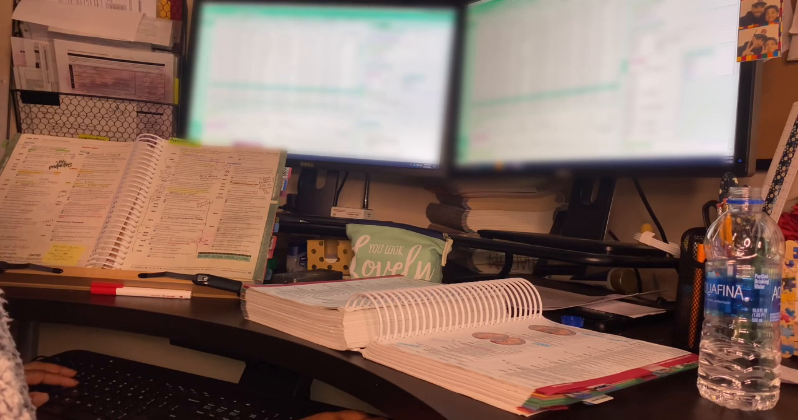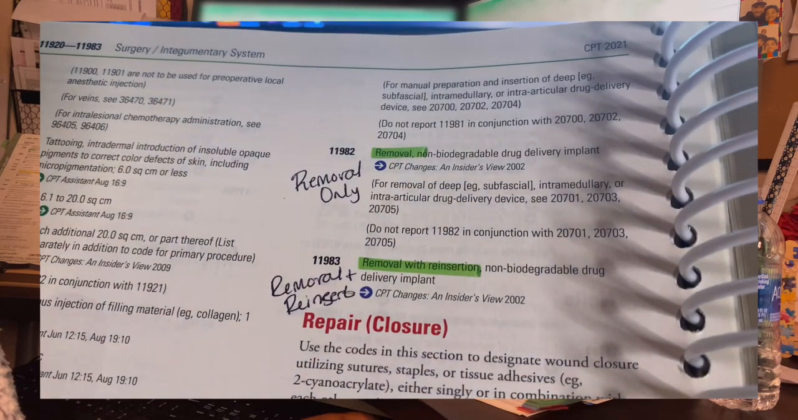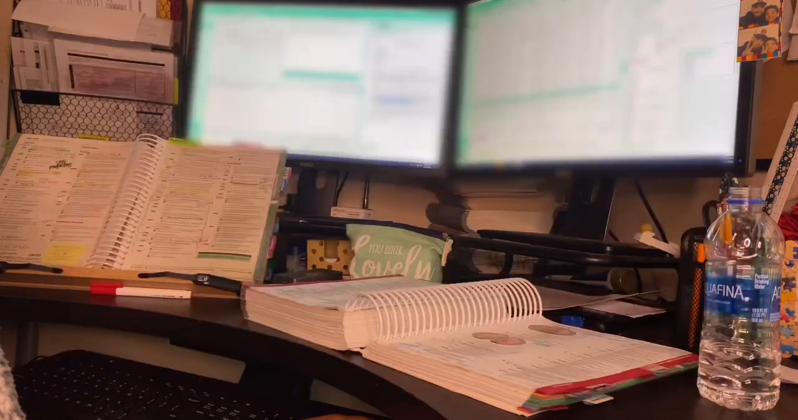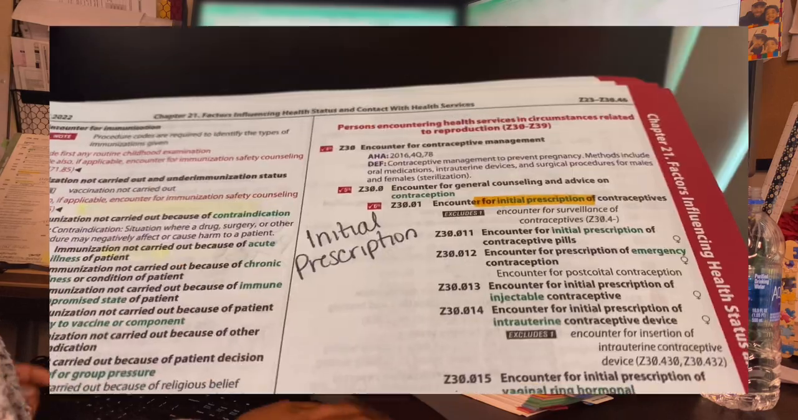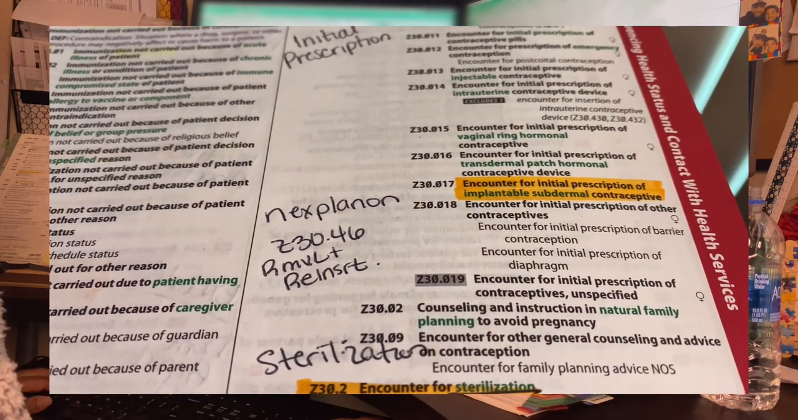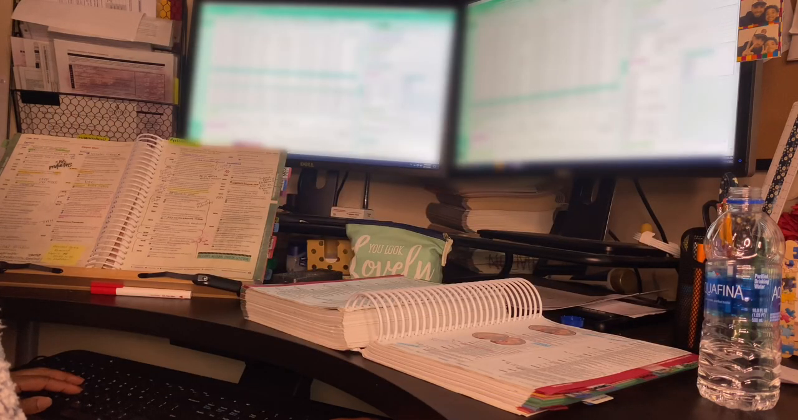Okay, so I'm finished that one. Now I have a Nexplanon removal and insertion to review. So let me just look at the documentation. Yep, good to go. And I think that was my last procedure. Yes, that was my last office procedure.